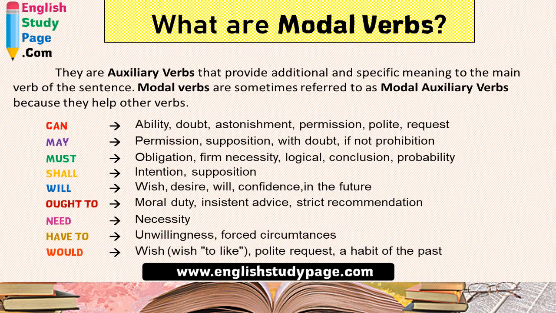Will. It shows wish, desire, will, confidence in the future. Ought to. It shows moral duty, insistent advice, and strict recommendation. Need. It is used to show necessity. Have to. It shows unwillingness and forced circumstances. And last, would. It shows wish, polite request, and a habit of the past.